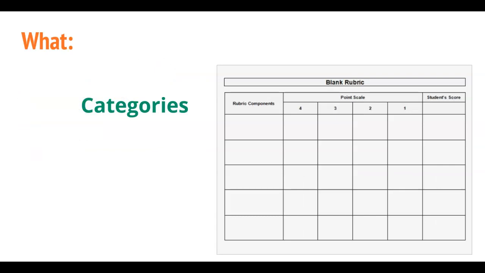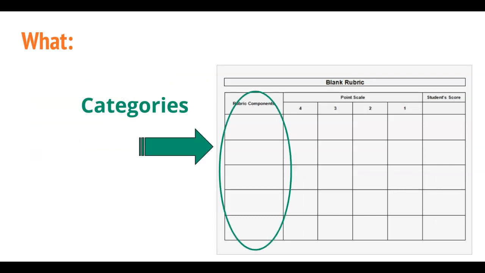Where do we find our categories? Our categories are typically listed along the left-hand side, and these are the various categories that we are assessing, evaluating, judging, right? So these could be standards that we are expecting students to meet. These are the various things that we are judging in any sort of performance or project-based assessment.